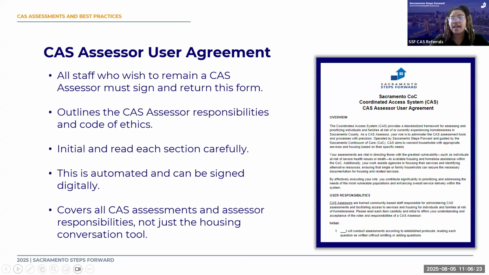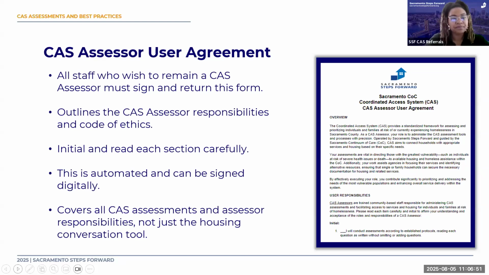Okay, so we have our CAS assessment user agreement. This is something that as a CAS assessor, you will be required to sign. Simply, all staff who wish to remain CAS assessors must sign and return this form. That is a requirement. It outlines the CAS assessor's responsibilities and code of ethics, so how we expect CAS assessors to work in our system. And then initial and read each section carefully.